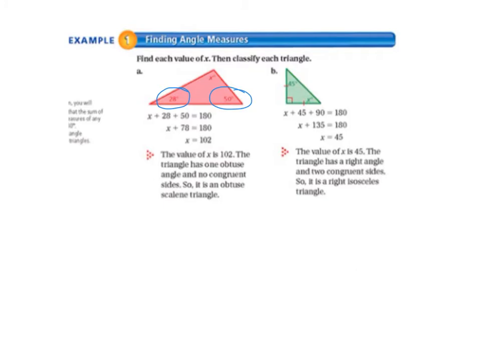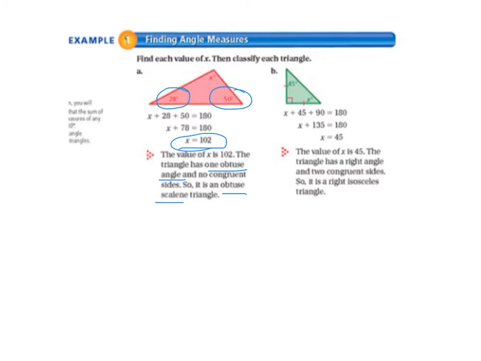So first of all, we combine like terms by adding 28 plus 50, which gives us 78. And then we subtract 78 from both sides, which gives us 102. So x equals 102 degrees. So the value of x is 102 degrees. The triangle has one obtuse angle and no congruent sides, so it is an obtuse scalene triangle.